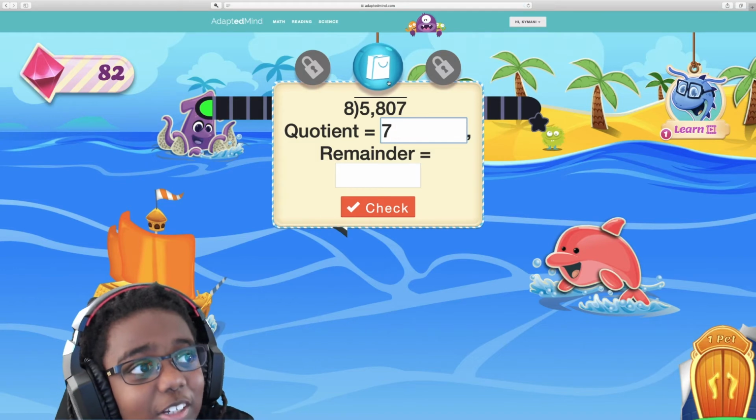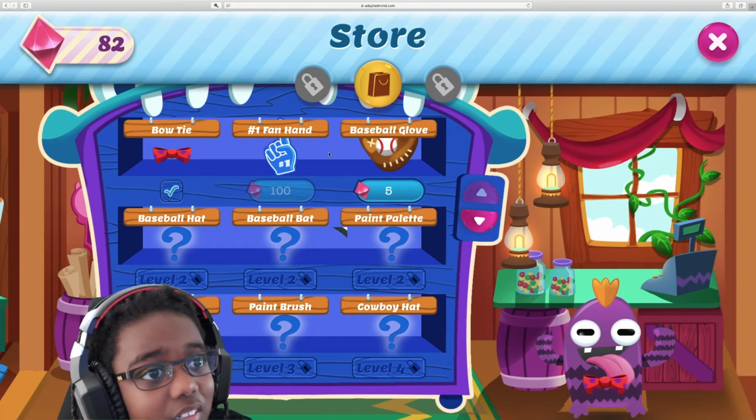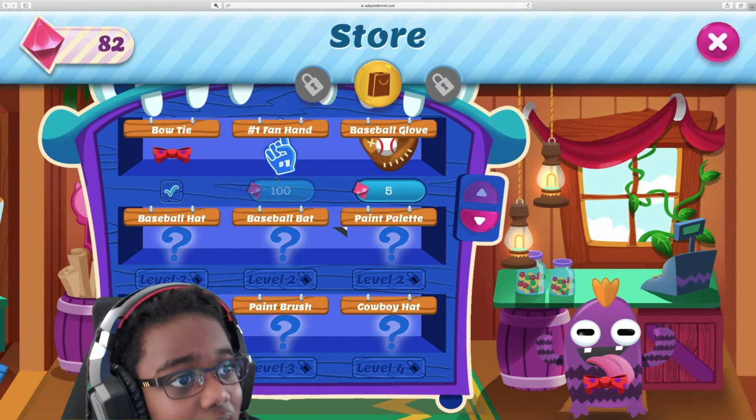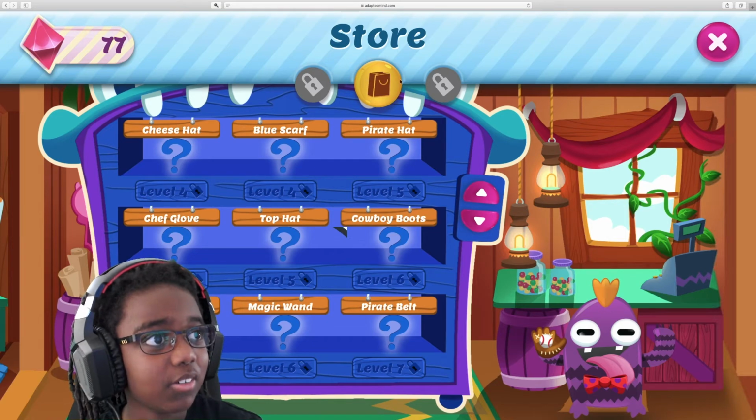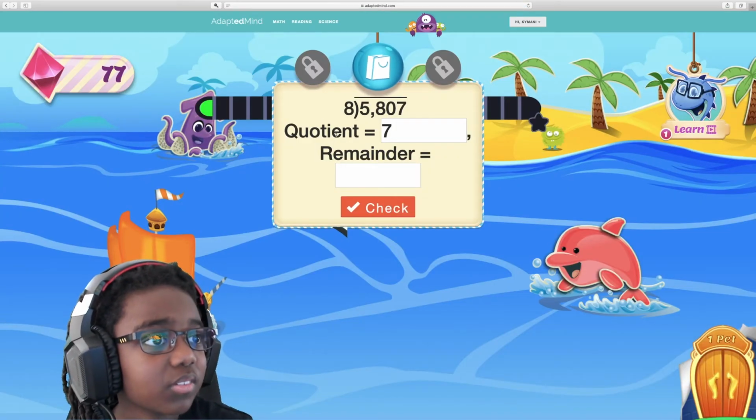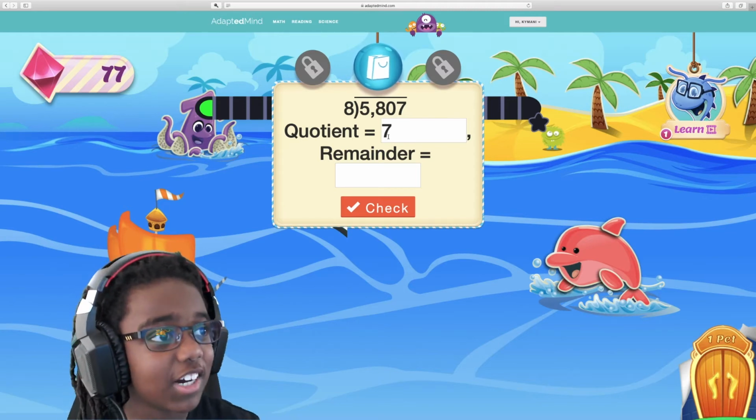Right, so this is where the tricky bit comes in. What even are these things? Bow tie, I don't want that. Okay, let's go back home from the start. I don't even read that.